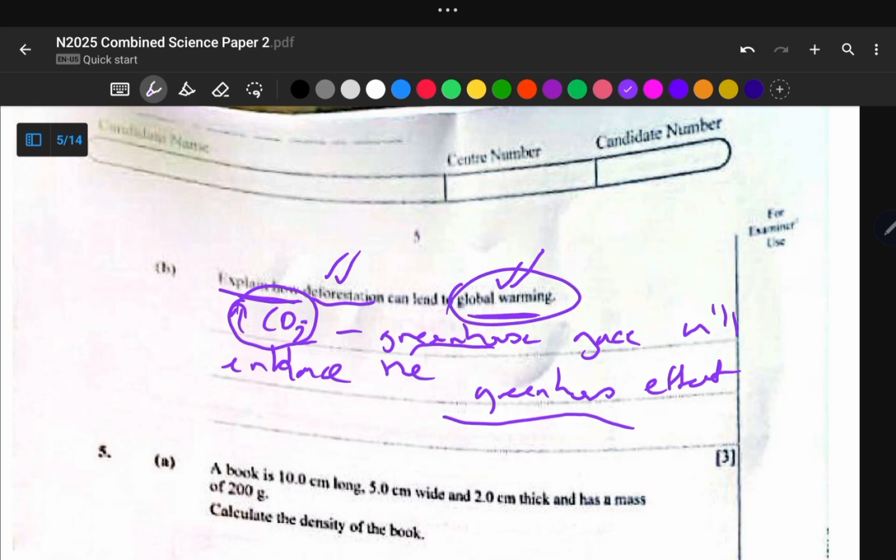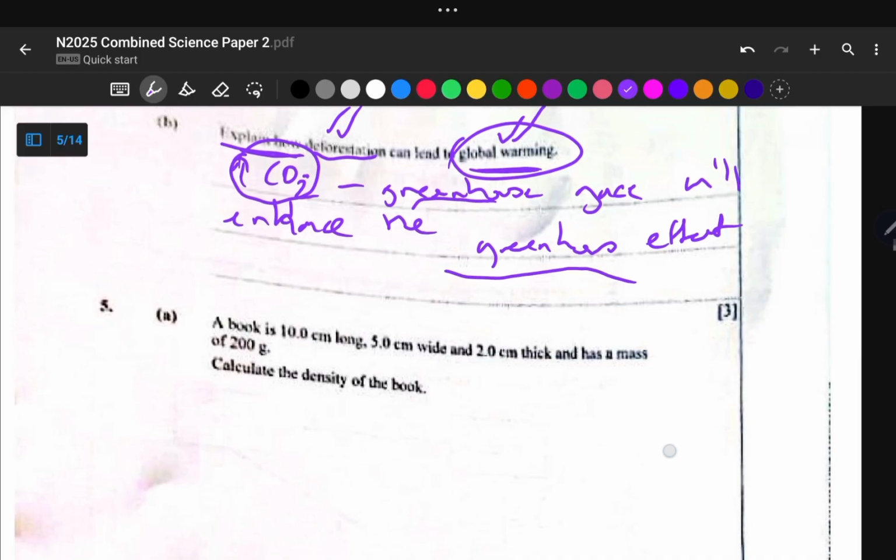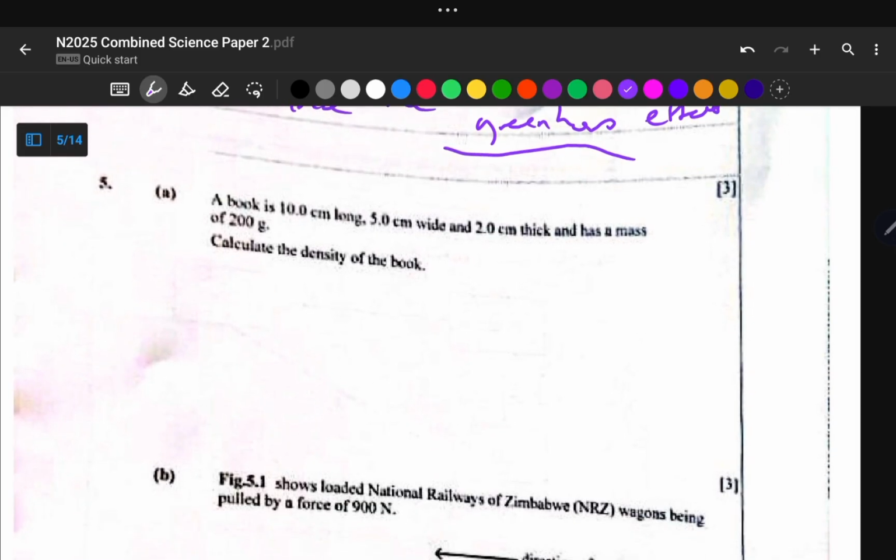And then we go on to number 5. Number 5 says a block is 10 centimeters long, 5 centimeters wide, and 2 centimeters thick, and it has a mass of 200 grams. So this is the physics section, right? We need to define mass, the amount of matter in a substance, and weight, the influence of the force of gravity on mass. So you should be able to define these terms, right?